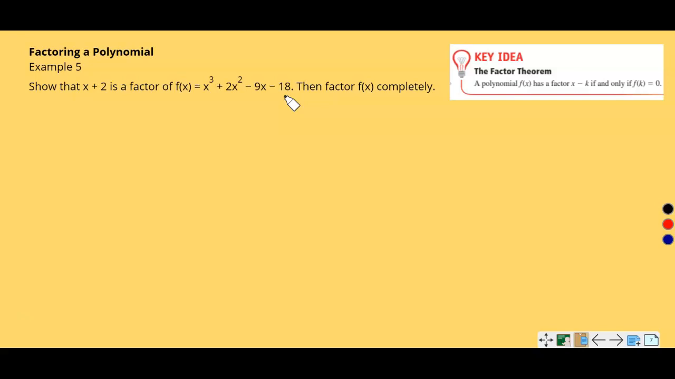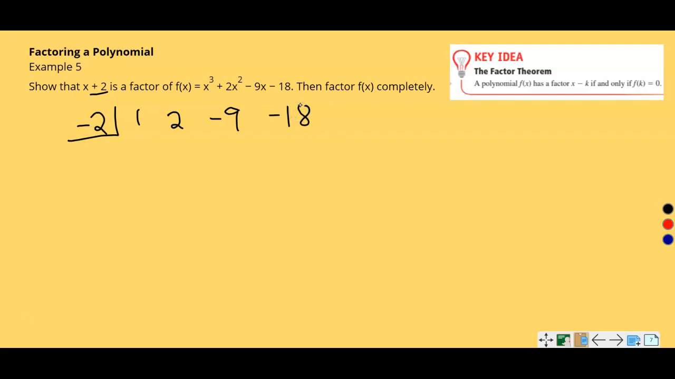So let's use synthetic division, kind of a refresher from the last section. But we know that we've got x minus k. So x minus k, so we need to have negative 2. And then we're going to pull down the coefficients from our polynomial. So we've got 1, 2, negative 9, negative 18.